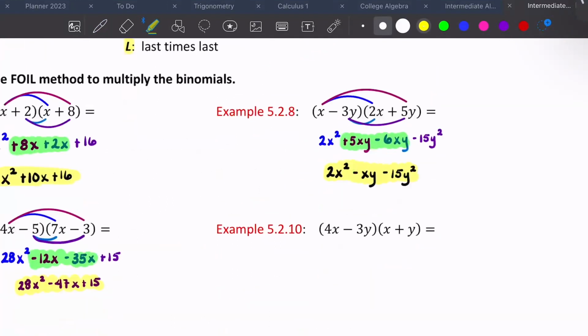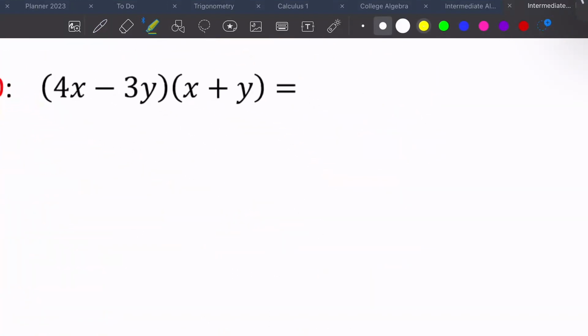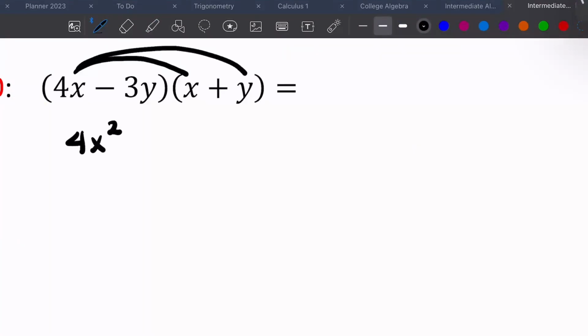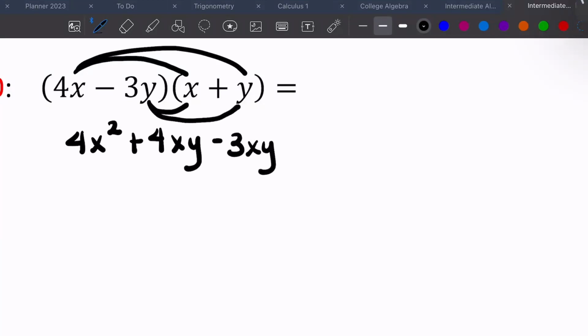So we get that. Okay. Then we have this one. Same thing. First is 4x squared, outside plus 4xy, inside minus 3xy, minus 3y squared. Okay, you see how we're doing the same thing every single time.